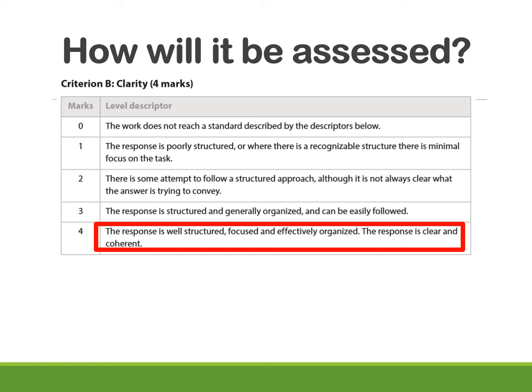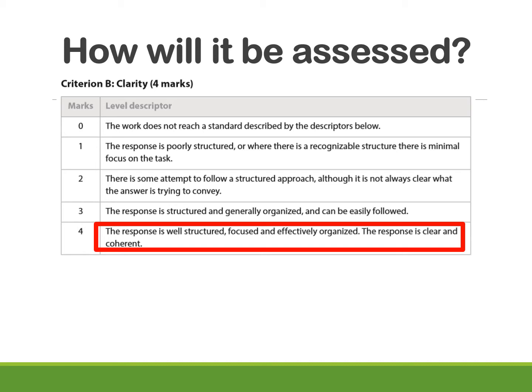This occurs throughout your whole IA, from the very first word to the last word. It has to be clear. And again, the top band, the response is well structured, focused, and effectively organized. The response is clear and coherent. So like I was saying before, there's going to be a structure that I've put forward as a suggestion. You don't have to follow that structure, but if we're looking for the criteria of clarity, the examiner's looking for a well-structured, focused, and effectively organized IA, then it's important that it does flow, and it is a progressive piece.